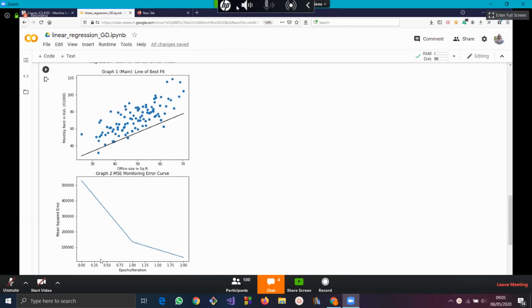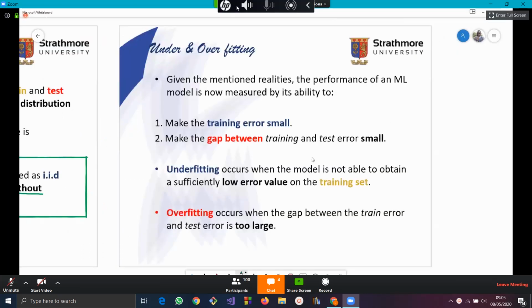Okay, so the closer it is to the two axes, the better the minimization. So, underfitting is whereby you have not trained enough. That means that your training error is large. It has not been minimized well on the training set. Overfitting is when the gap between the train and the test error is too large. Okay, that is overfitting. Fine.